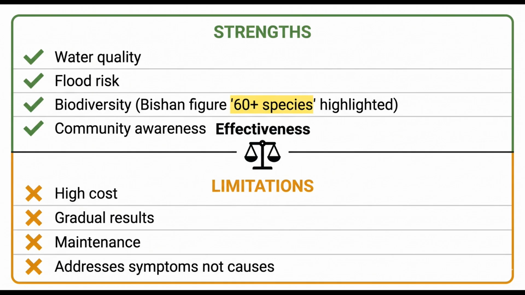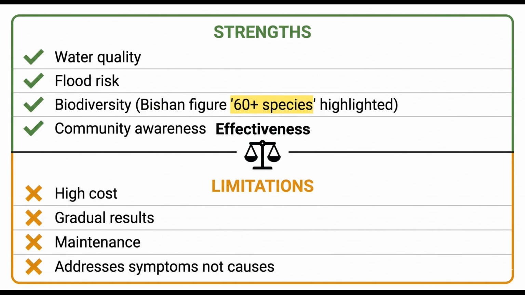Now let's evaluate the ABC Waters program, because the Evaluate question asks for both strengths and limitations. Look at the two sections on screen. The strengths are significant. The program improves water quality by using bioswales and planted banks to filter nutrients and sediment before water reaches reservoirs. It reduces flood risk because naturalized channels slow runoff and allow infiltration, reducing peak water levels.